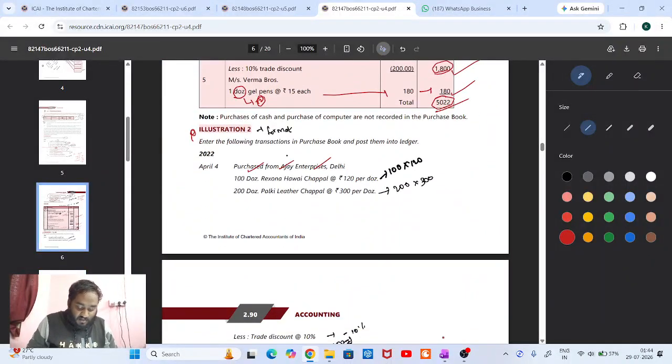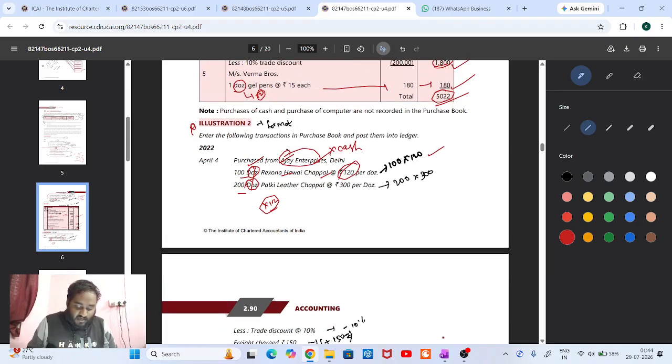Purchases so on so on so. Here dozen is the unit of measurement, so you do not have to multiply every time by 12, since dozen is the unit of measurement everywhere. 100 Rexona Chapel at the rate of 120. Then 200 purchased from, not cash. They did not mention cash. 200 so on so at the rate of 300. Note this.